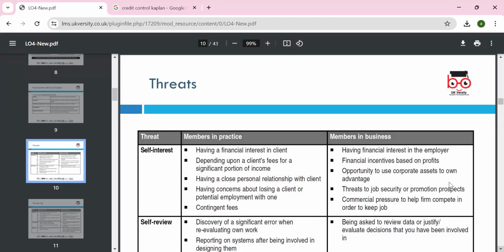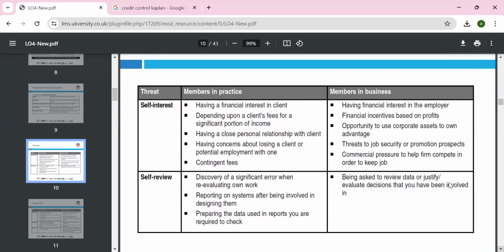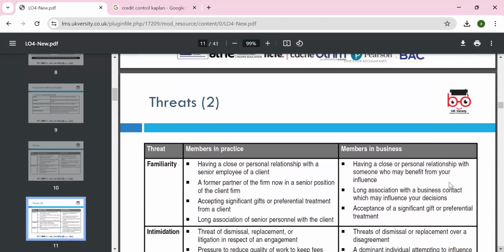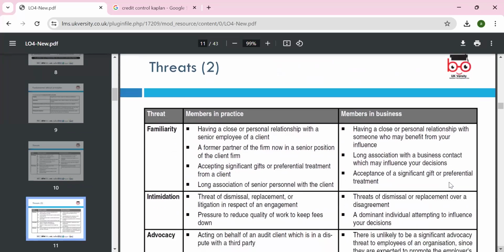So there is no hard and fast rule, but a gift worth up to £50 can be accepted. But more than £50 can be undue influence and it can compromise our professional code of ethics. So self-review, checking your own work, as we mentioned earlier, it's better not to do it. It can compromise. Familiarity: if you have known a client for many years, it's better to rotate your details from one client to another client. That's because long-term association, a close relationship, ultimately leads to compromising the professional code of ethics.